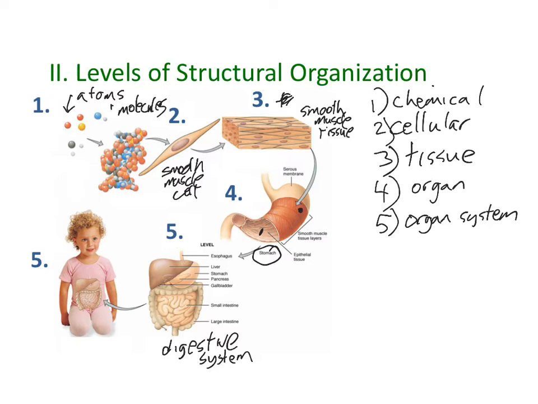We then put all of those organ systems together, and you have an entire organism, which in this example is the little girl. The digestive system is one of multiple organ systems. We also have the cardiovascular system, the nervous system, basically all the systems that we'll be studying this year.